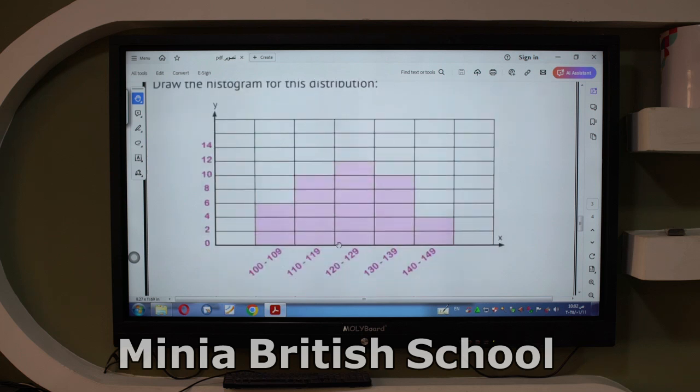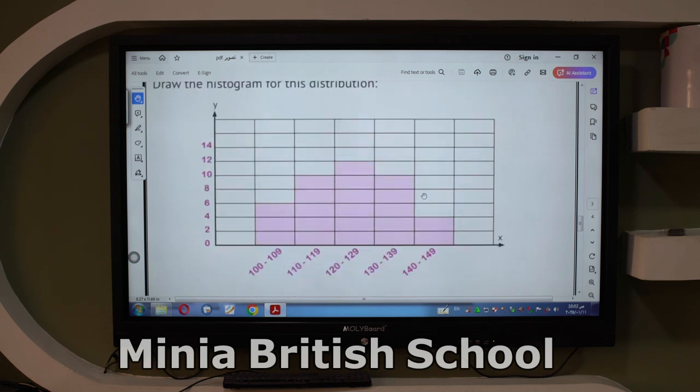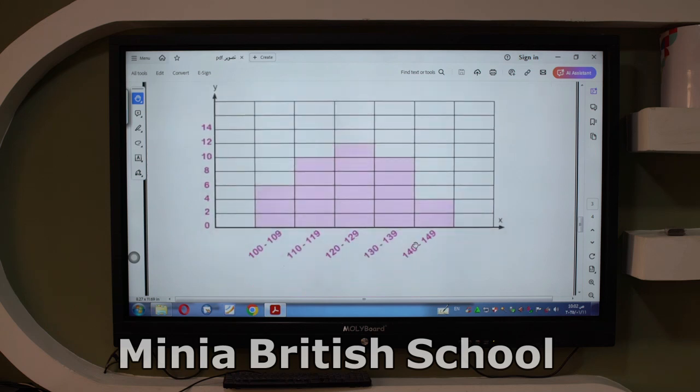120, 12. Okay, its frequency is 12. Go up to 12, close it, down. And the 130 to 139, 10. Go up to 10, close it, down. And the lowest one, 4. Go up 4, close it, down. I have finished. Remember to write the intervals.